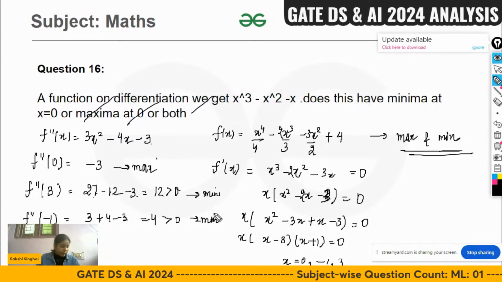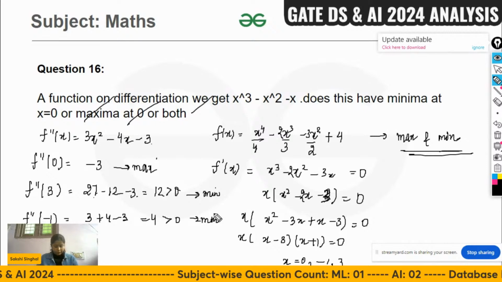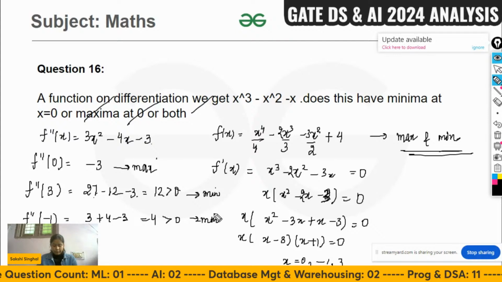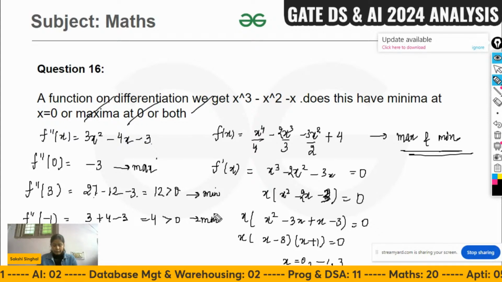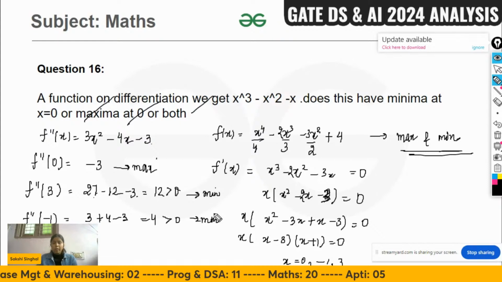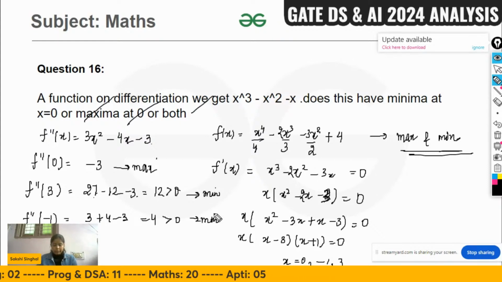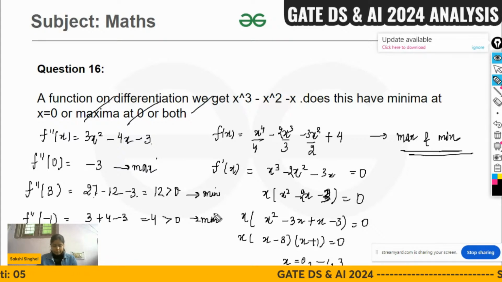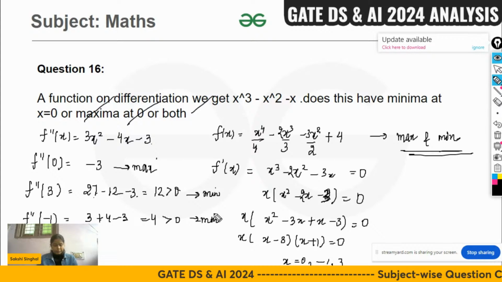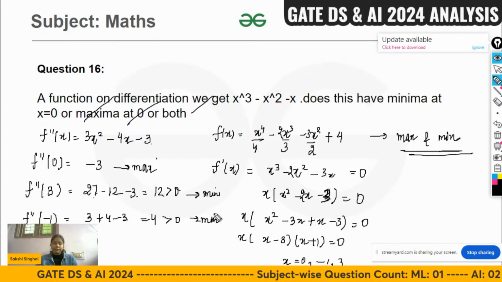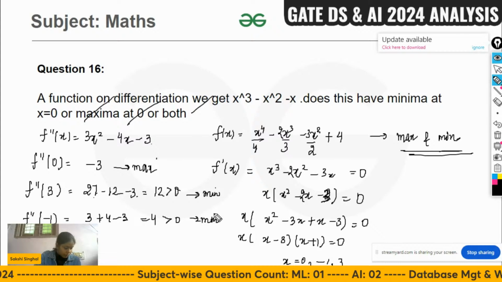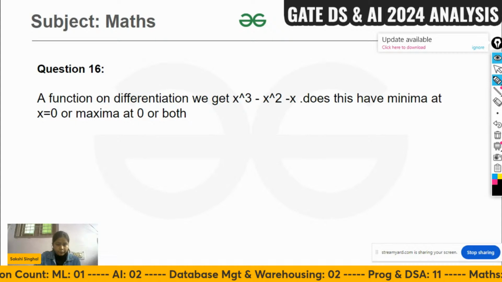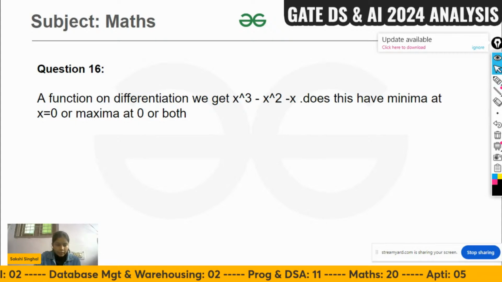How many of you have done this question correct? Just tell me, guys. Okay. So I hope this question was really easy. Let's move to the next question. Just a minute. Let me see another question.